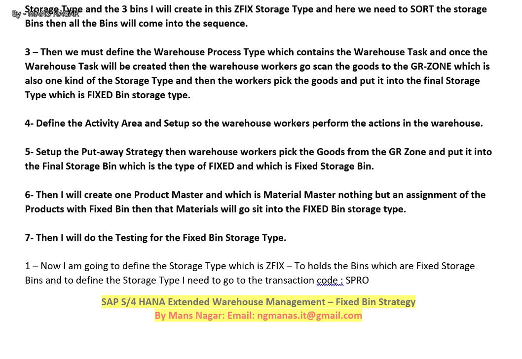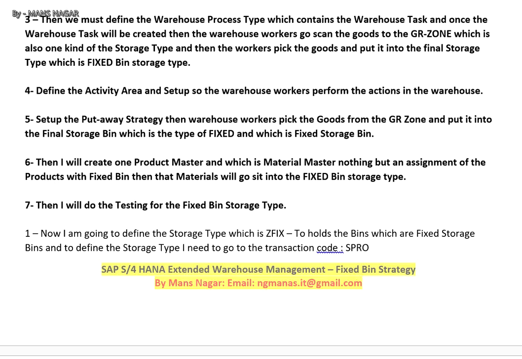Now we go to the fourth step: define the activity area and set up. So the warehouse worker performs the action in the warehouse. Activity means I explain actions. Set up the put away strategy. Then the warehouse worker picks the goods from the GR zone and puts them into the final storage bin, which is the type fixed storage type. Okay, and which is the fixed bin storage bins.